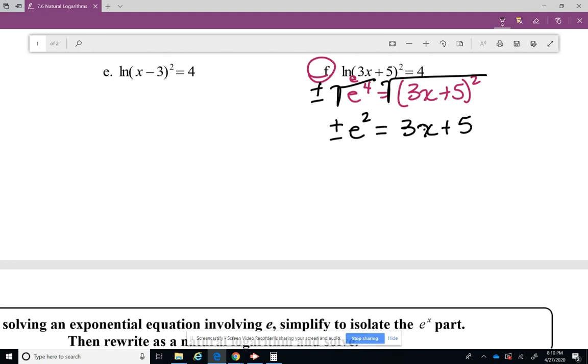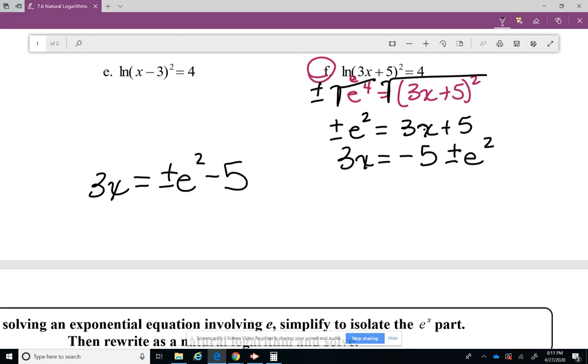Now we've got to get the x by itself, so we're going to subtract 5. I'm going to put 3x equals, and I'm going to subtract 5, but I'm still adding and subtracting the e squared, so I'm just going to write it like that. You could have put it like this: 3x equals plus or minus e squared minus 5. It doesn't matter. Now we're going to divide by 3, and we have x equals negative 5 plus or minus e squared, divided by 3.